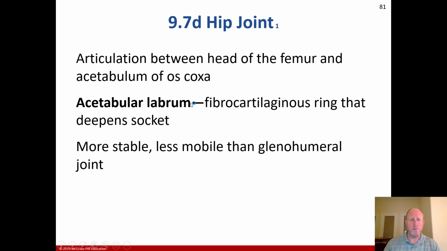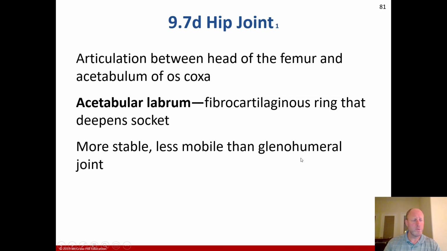The hip joint is the articulation between the head of the femur and the acetabulum of the os coxa. The acetabular labrum is a fibrocartilaginous ring that deepens the socket. It's more stable and less mobile than the glenohumeral joint, but I think we're going to come back to that in our next video.